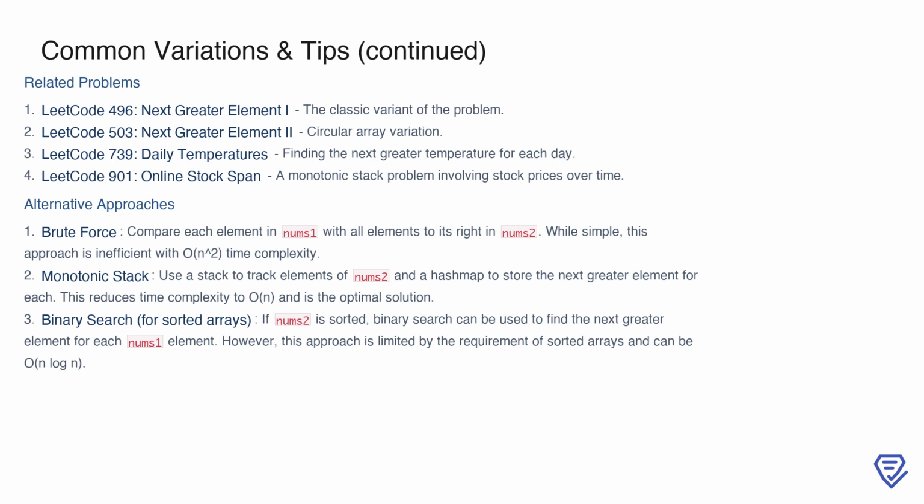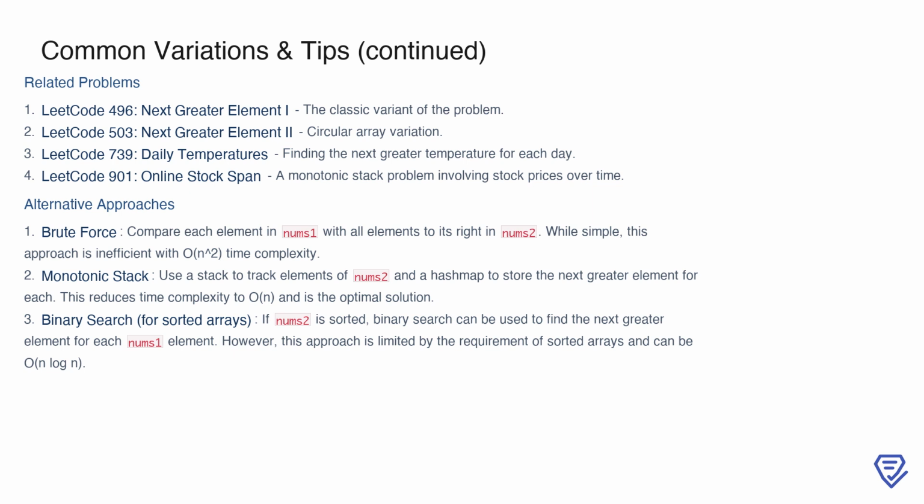There are several related problems that you can practice to deepen your understanding of this topic. The most relevant is LeetCode 496, which is the classic next greater element I problem. Beyond that, LeetCode 503 introduces a variation where the array is circular, meaning you need to consider nums2 wrapping around. LeetCode 739, daily temperatures, asks you to find the next greater temperature for each day, and it also relies on the monotonic stack technique. Another related problem is LeetCode 901, online stock span, which involves analyzing stock prices over time using a similar stack-based approach.